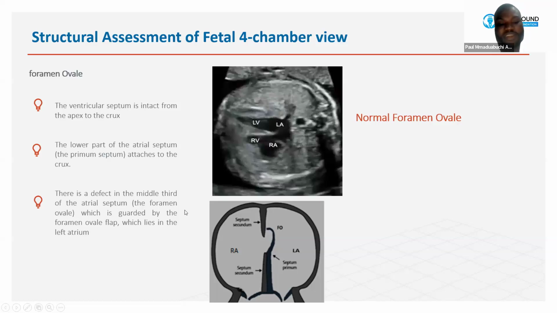So there is a defect in the middle third of the atrial septum. That is the foramen ovale, which is guided by the foramen ovale flap. This is the flap that guides it, which lies in the left atrium. So the flap always lies in the left atrium.